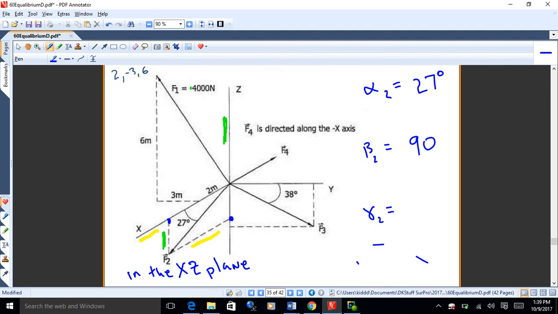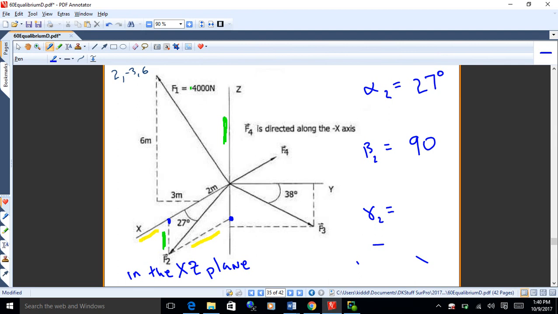It doesn't matter. So as long as F2 is in the XZ plane, it makes a 90-degree angle with the y-axis. What's the cosine of 90? 0, right? Because it doesn't have a y component. It's in the XZ plane. There's no y component, so that unit vector piece will zero out. That's the deal.